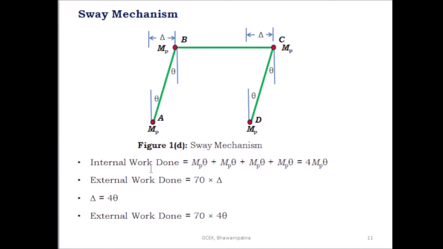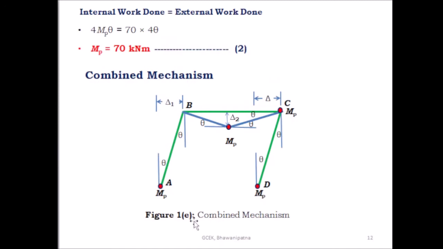Then equate the internal work done to the external work done. So the internal work done is equal to 4 Mp theta and the external work done is equal to 70 into 4 theta. 4 Mp theta is equal to 70 into 4 theta. Then after simplification, Mp is equal to 70 kilonewton meter.